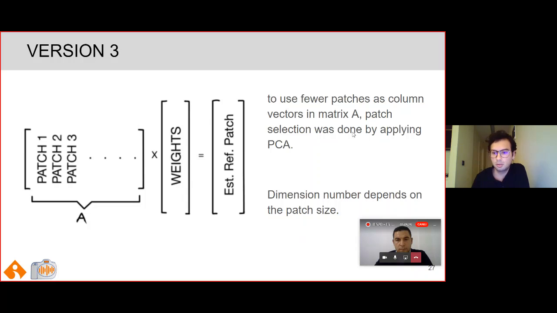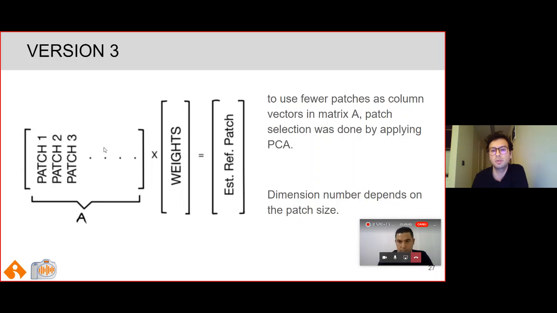And then we improve to version 3. Again, the main target is the same, to get a smaller version of the A matrix, but instead of a weighting process depending on the similarity between the patches, we are using PCA, principal component analysis, of the patches of the A matrix.